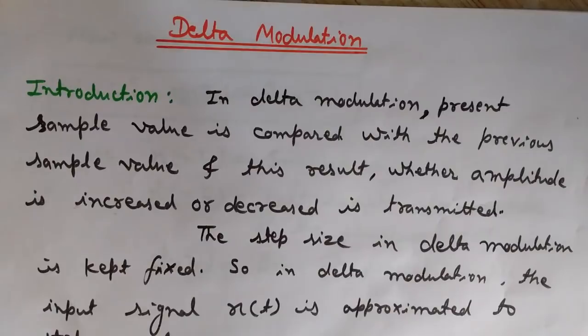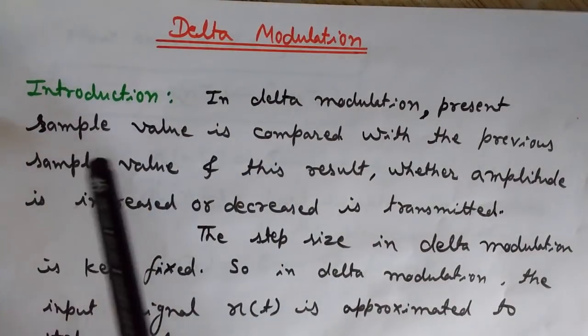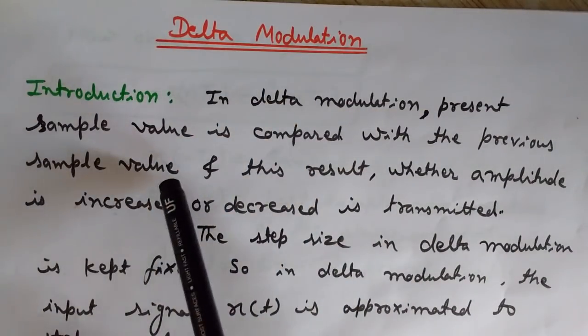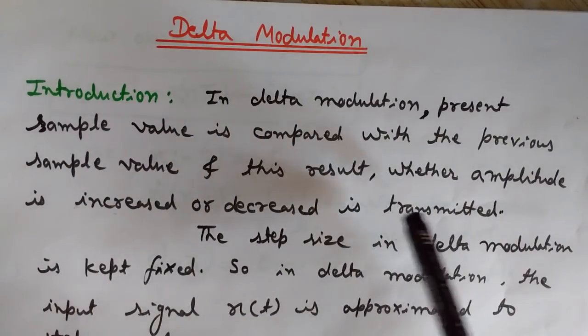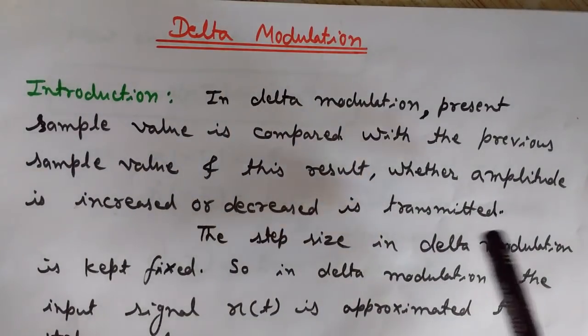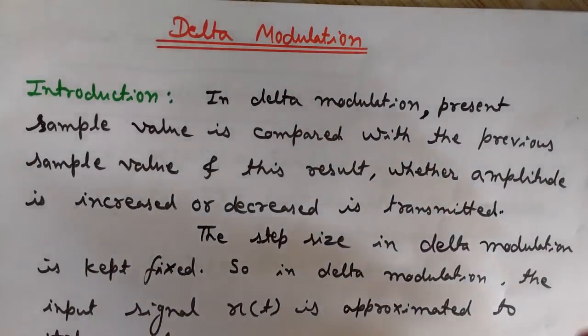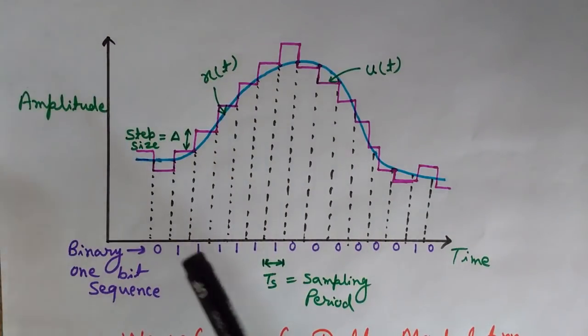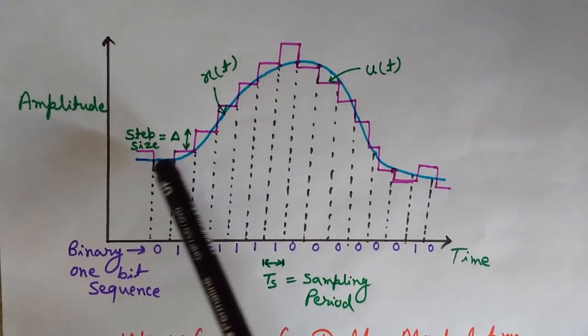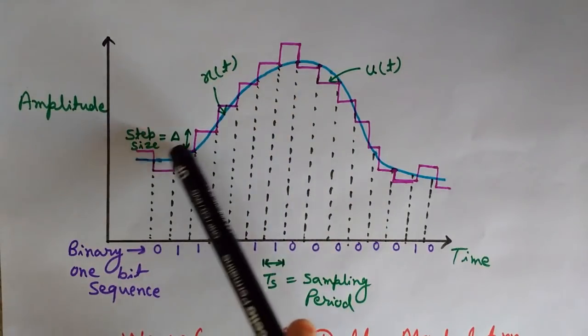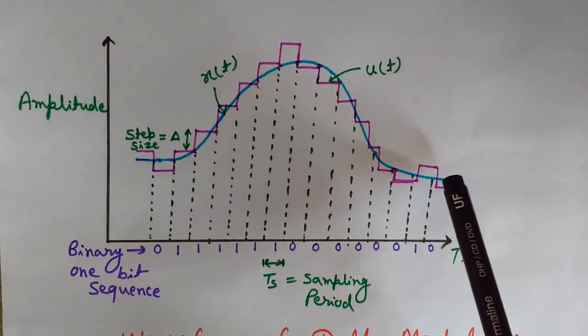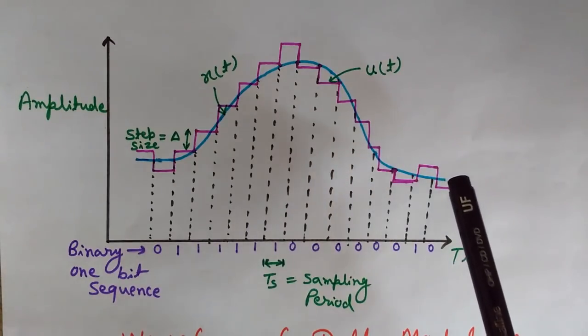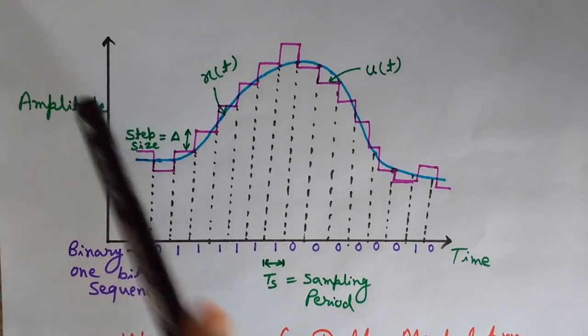In delta modulation, the present sample value is compared with the previous sample value, and the result, whether the amplitude has increased or decreased, is transmitted. Let me take the help of a waveform so that you can get the concept easily. Look at this waveform of delta modulation. This analog signal in sky blue color is the input signal, x(t). This is a graph between amplitude and time.